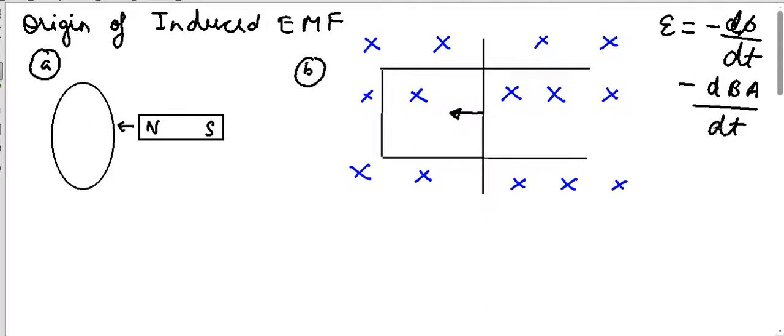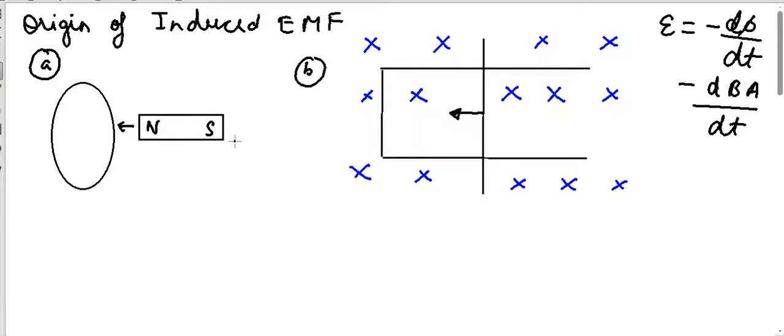So there are two ways to induce an EMF, or two ways to change the flux through a region. One is to change the magnetic field and another is to change the area. So the first example shows where we are changing the magnetic field passing through this loop, or the strength of the magnetic field.